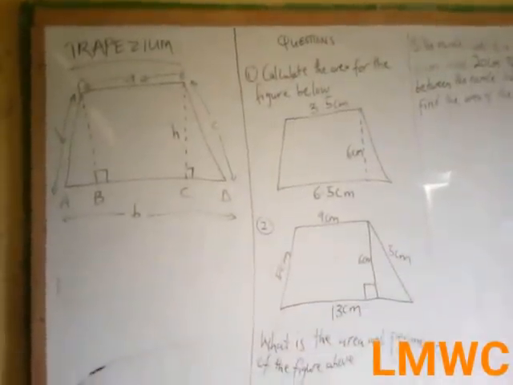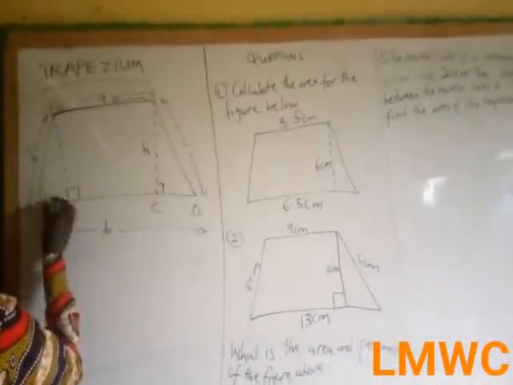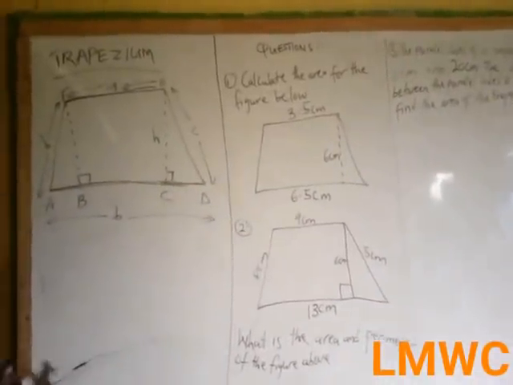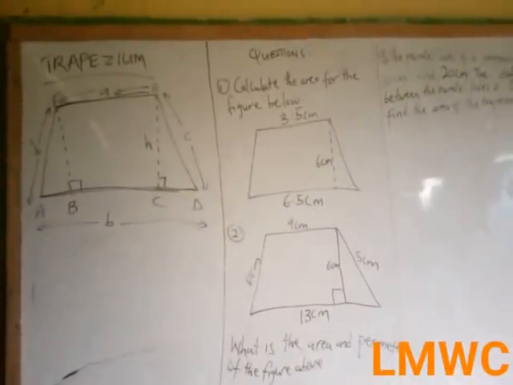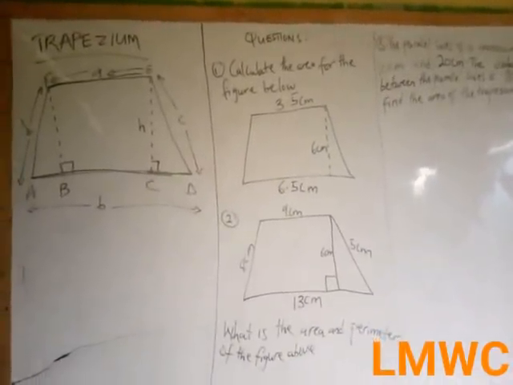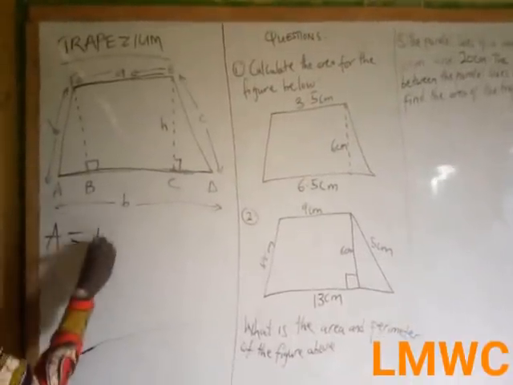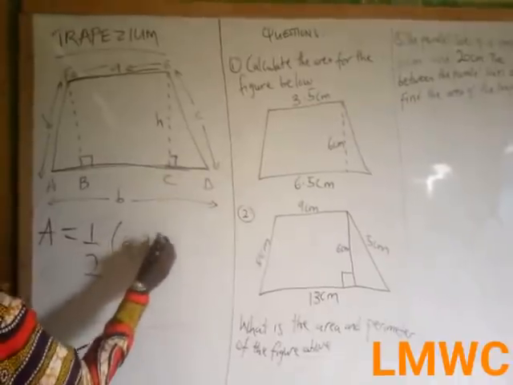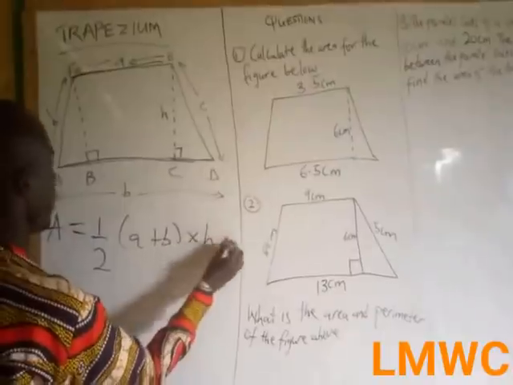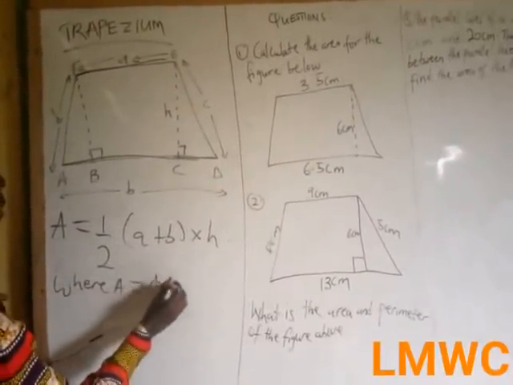Another quadrilateral is the trapezium. And for a trapezium, it has one pair of sides that are parallel. This side is parallel. And a trapezium also has four sides. The interior angles don't intersect at 90 degrees. So you should know the area of a trapezium. It's half, A plus B, and this A and B are the parallel sides, times H, where A is equal to area.